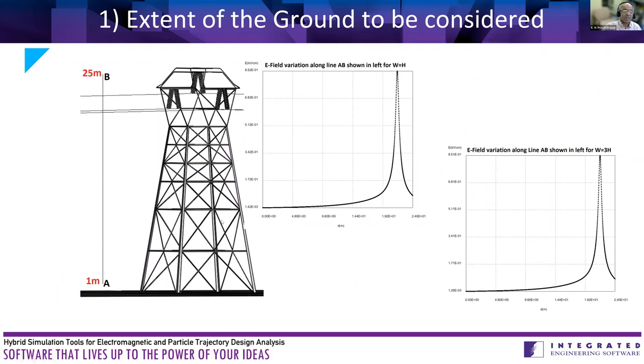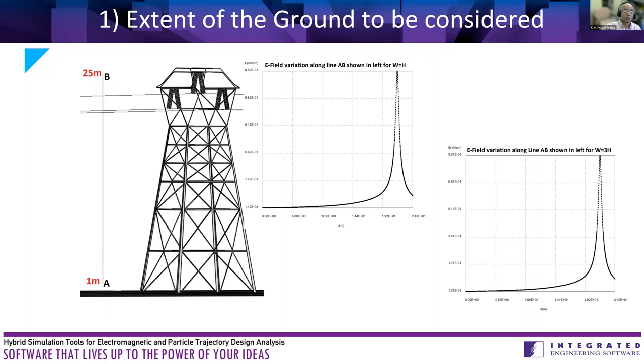Next, the same example we are considering here. We started from 1 meter above the ground and went all the way to very close to, and above, the transmission line. We plotted the field here, approximately 100 meters away from the transmission line. This is the field variation we got when the extent of the ground width is equal to the height of the tower. When we made it three times bigger, practically no change: 0.852, 0.851. So practically they're the same.